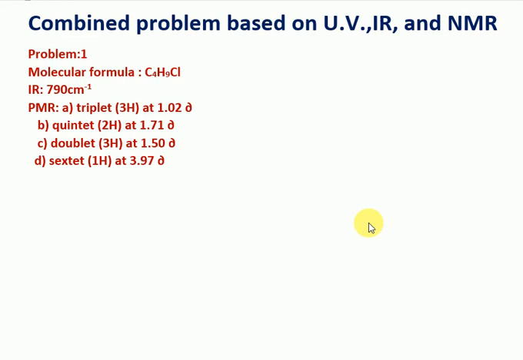1.02 delta value, quintet for 2 hydrogen at 1.71 delta value, doublet for 3 hydrogen at 1.50 delta value, and sextet for 1 hydrogen at 3.97 delta.